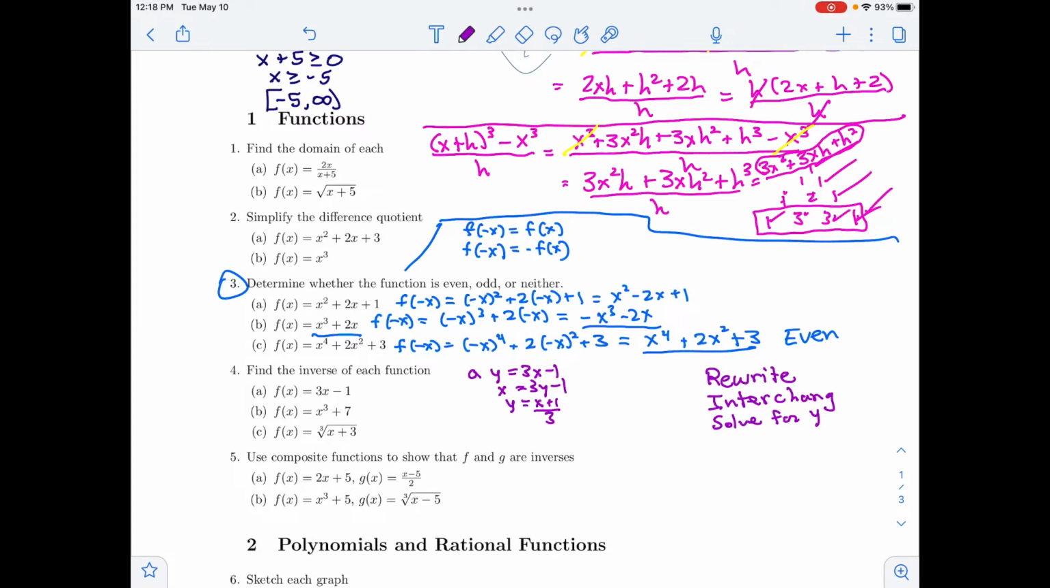So that's A. So remember, every time we rewrite, we interchange. We solve for y, and then we rewrite it. So probably I would need to say f inverse of x equals (x plus 1) over 3. Okay, so this first one, or this part B, notice we have x equals y cubed plus 7.